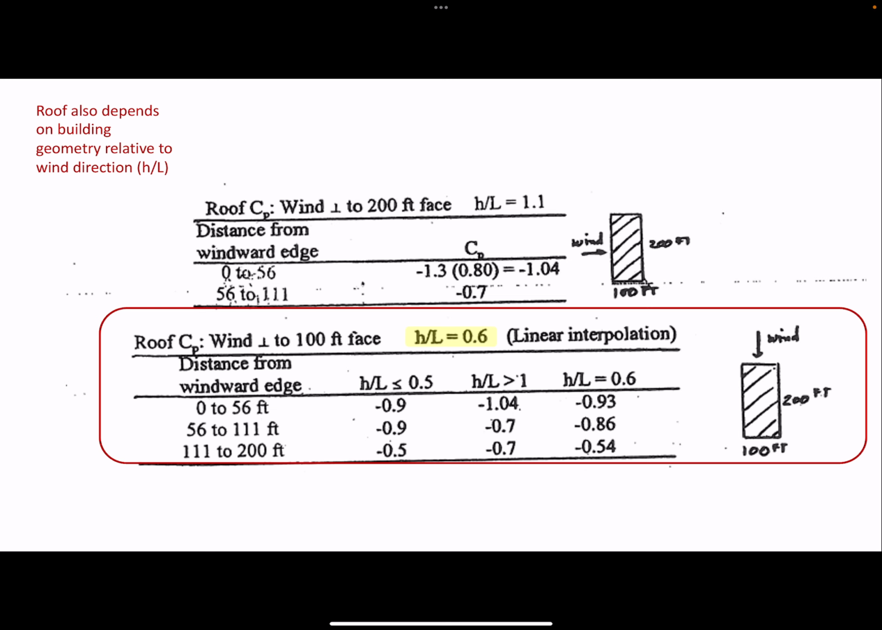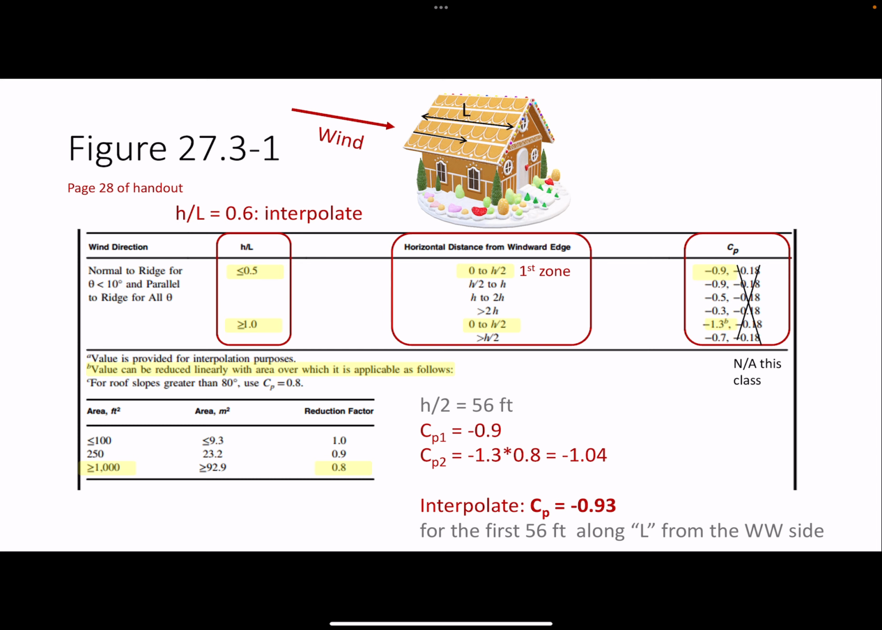And then for the other wind direction, our H over L is 0.6. So in the first category here, the first list, we fall into here. So we have up to 4 zones to consider. In this case, we won't be using all 4 zones because our building is not longer than 2H. So we'll have our first zone where we have to interpolate, right? So we interpolate because our H over L is in between these two values. So it's not less than or equal to 0.5, it's in between.